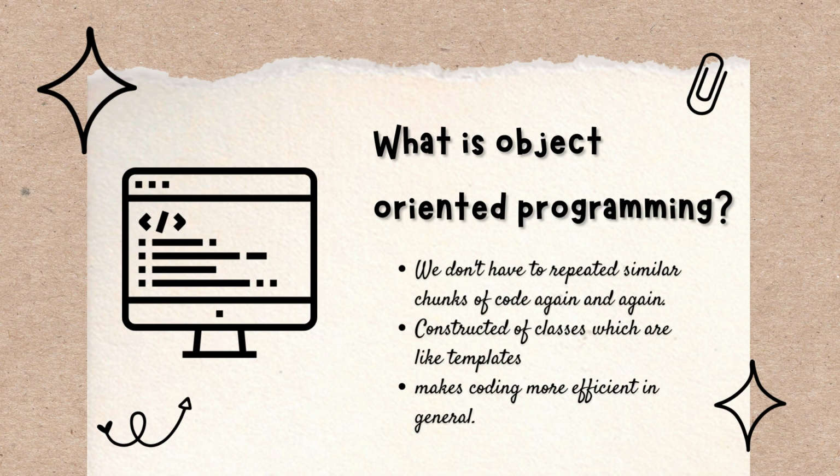So this exists in multiple languages, including Java and Python and other things too. The good thing about object-oriented programming is that we don't have to repeat similar chunks of code again and again. So this makes coding a lot more efficient and just a better use of our time in general.